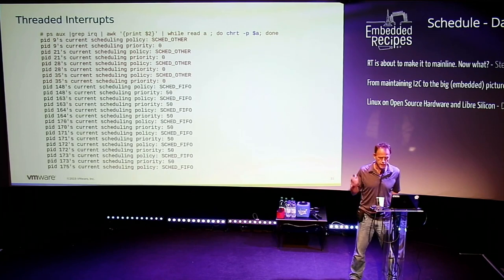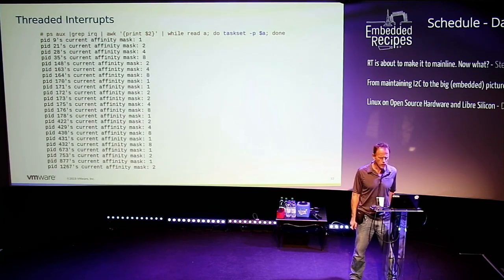But the interrupts by default go at priority 50 out of 100, where 99 is the highest. The interrupt threads run at 50. You can modify these. These are normal threads, so you can do whatever you want. But the affinity is kind of strange with this.